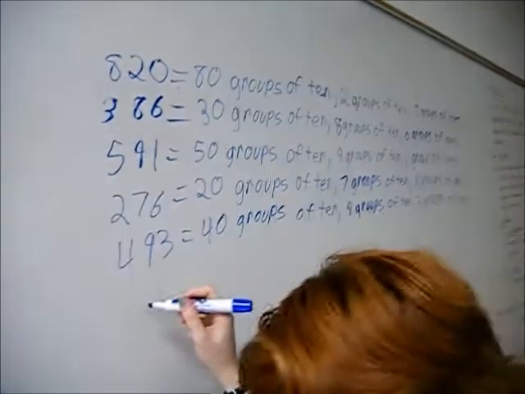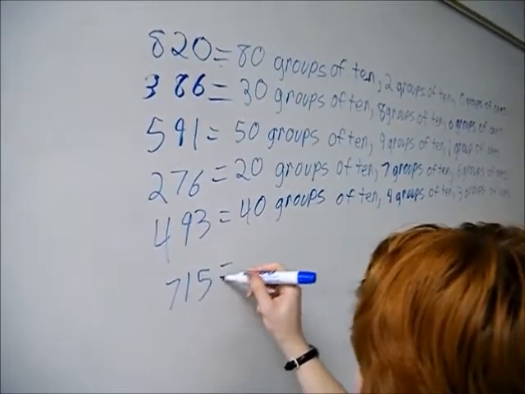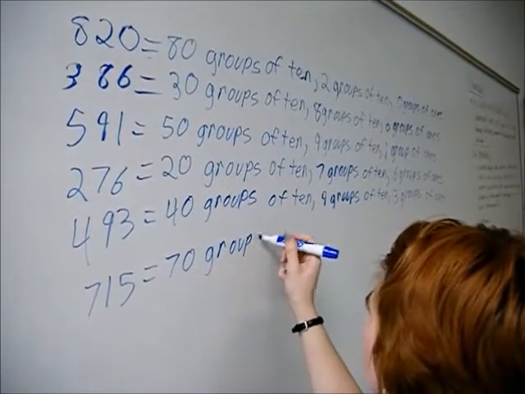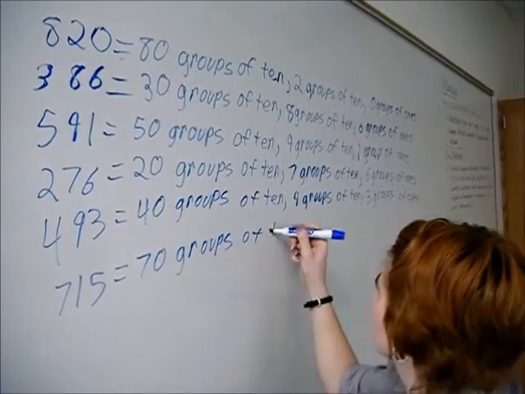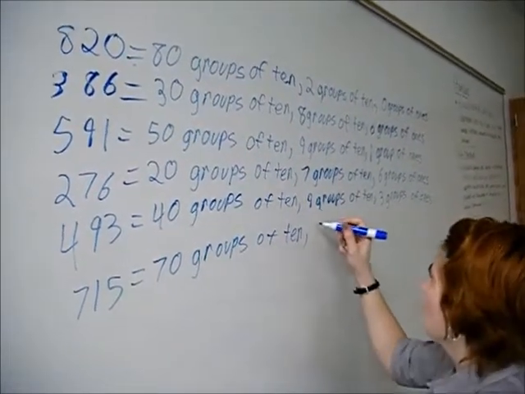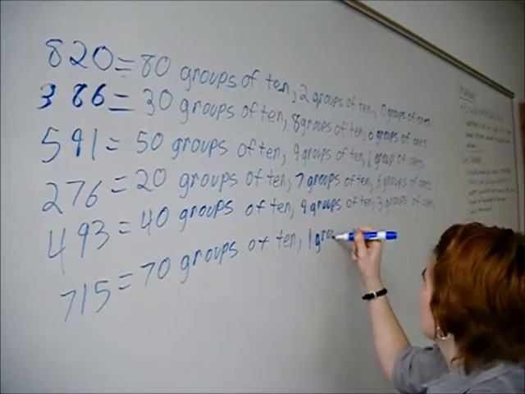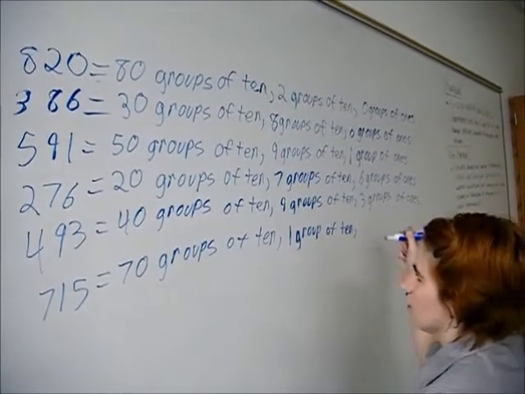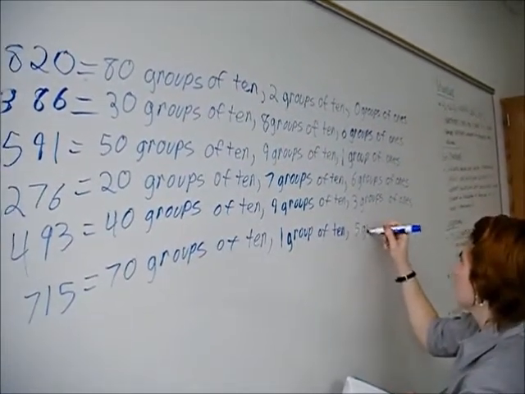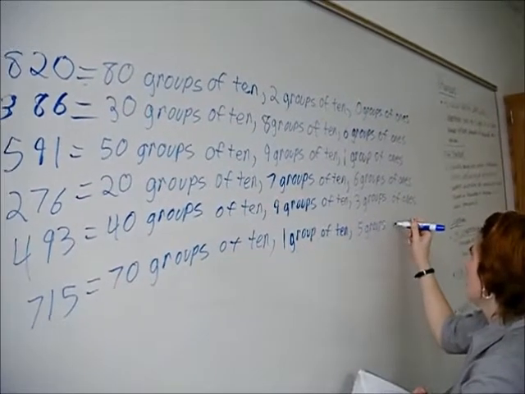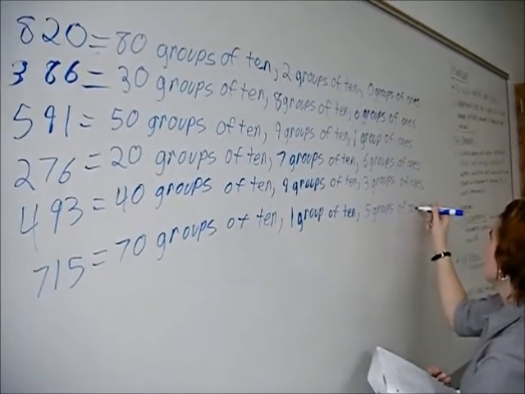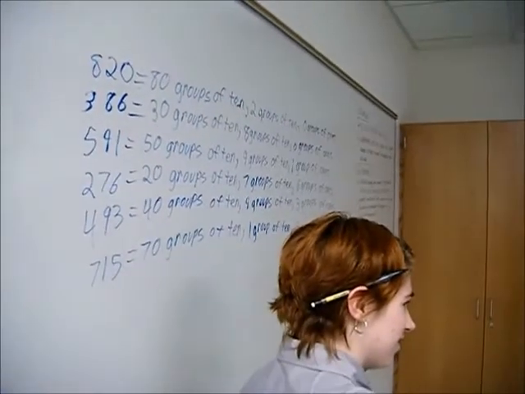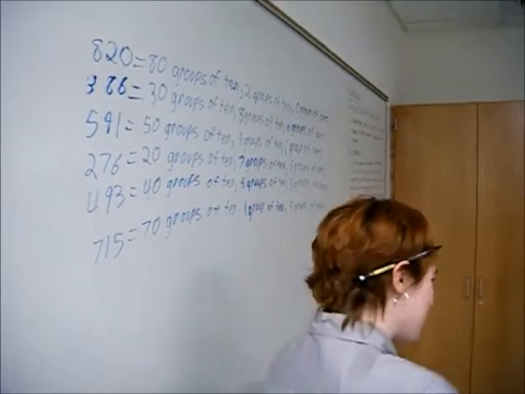And our final number, 715. We got 70 groups of 10. 1 group of 10. 5 groups of ones. Any questions? No. I got it. Alrighty then, let's move on.